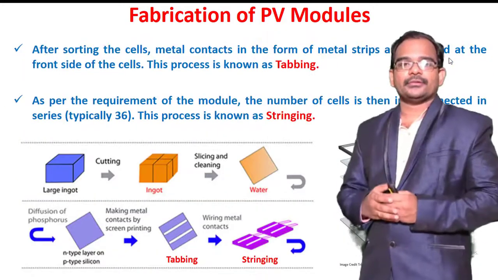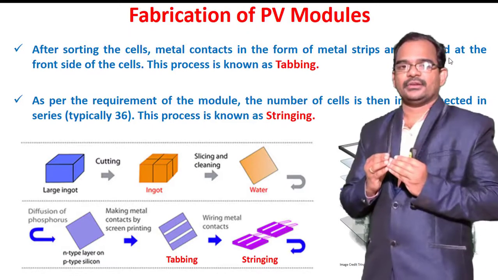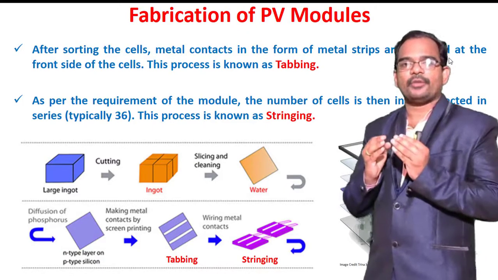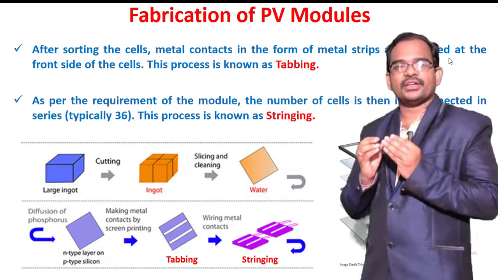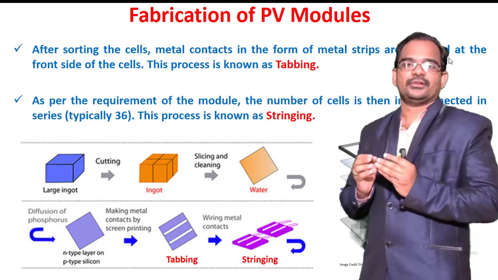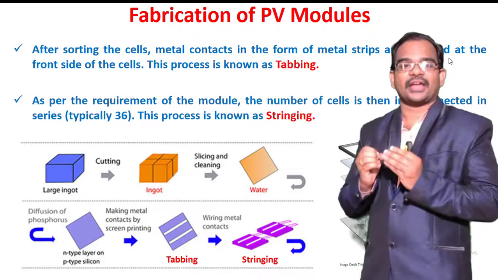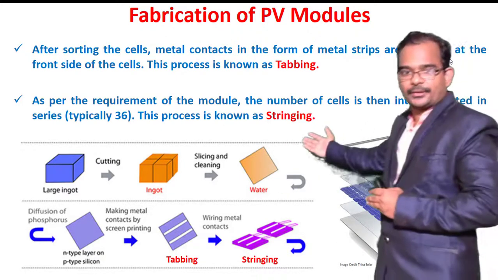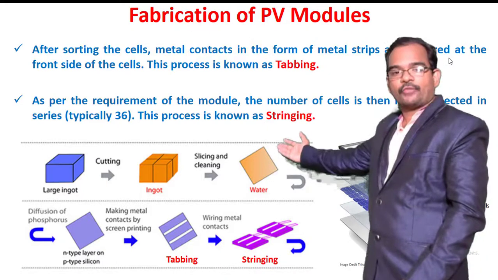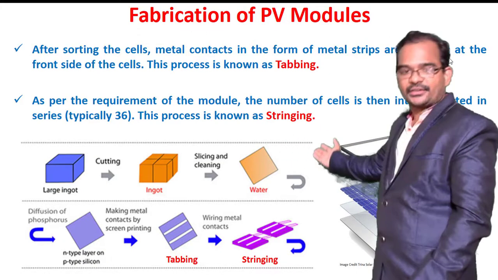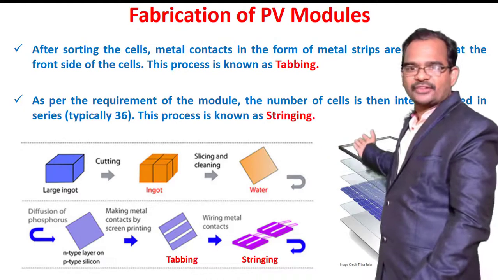So what is tabbing? After sorting the cells, the metal contacts in the form of metal strips are soldered at the front side of the solar cells, and this process is known as tabbing. As you can clearly observe here, there is a large silicon ingot, and after you cut that ingot into different shapes, finally you manufacture a wafer out of it.